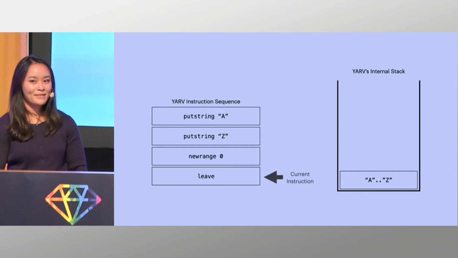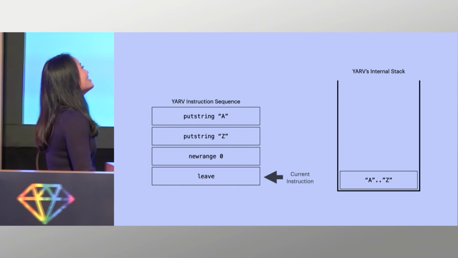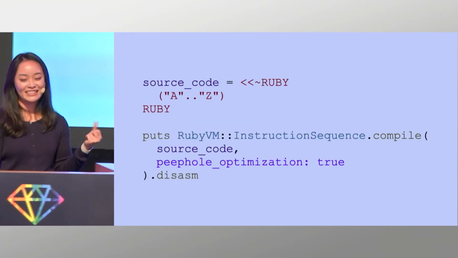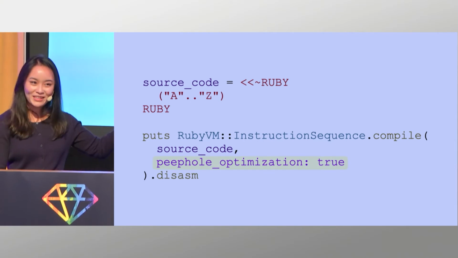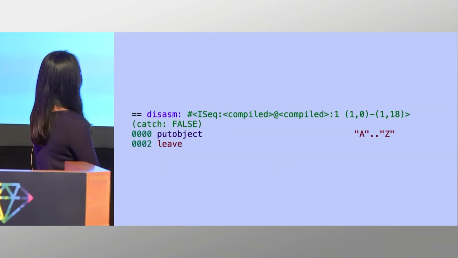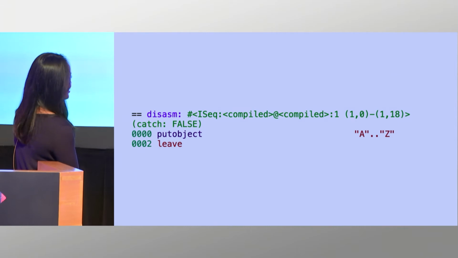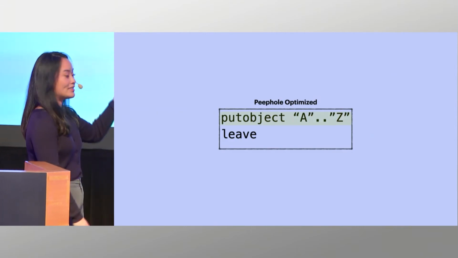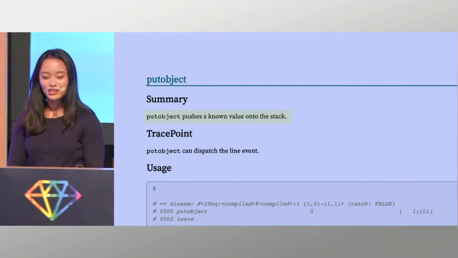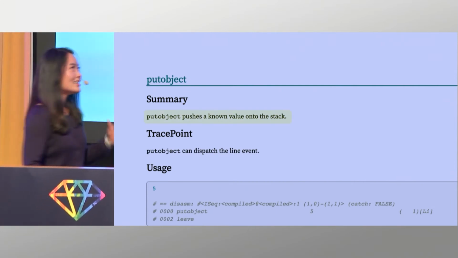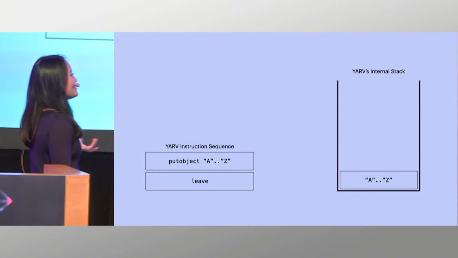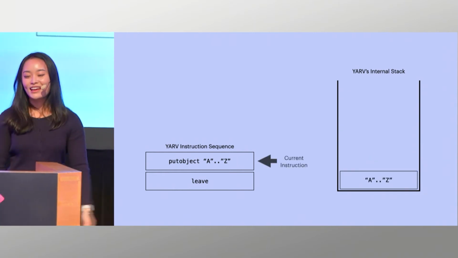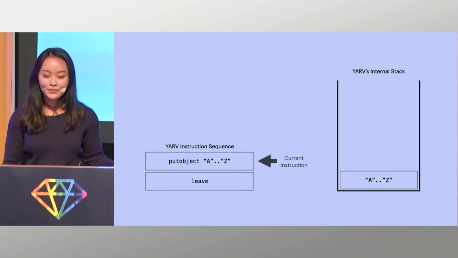OK, let's take a breath. Next, we're going to see how Ruby optimizes it. So with peephole optimization turned on, this is the output. It's just 2 instructions. And we have put object A to Z. Put object essentially pushes a known value onto the stack. So you can kind of see where this is going. Basically, you just push the range. And it returns the same value.